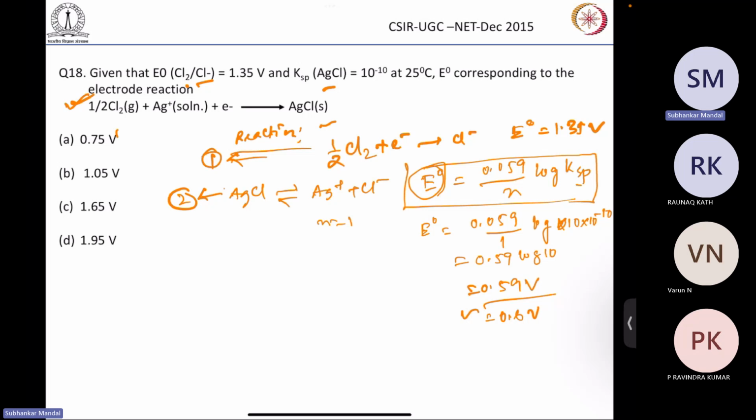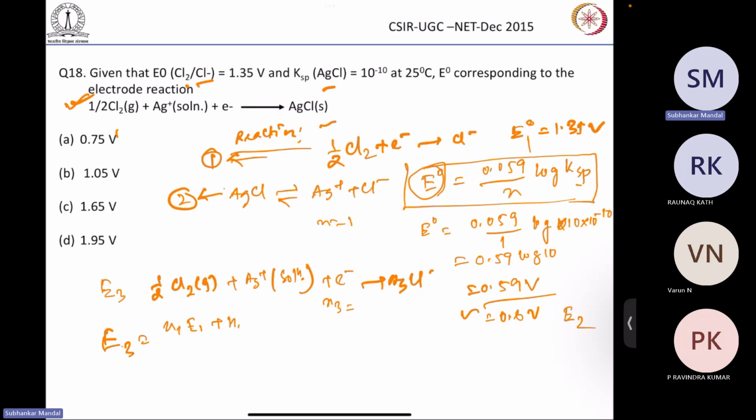So what we can write? Half of Cl2 gas plus Ag plus in solution plus 1 electron, that is giving AgCl. Suppose this is E1, this is E2. Here n is equal to n3. Suppose this is E3, this is n3. So what we can write? E3 is equal to n1 E1 plus n2 E2 divided by n3.